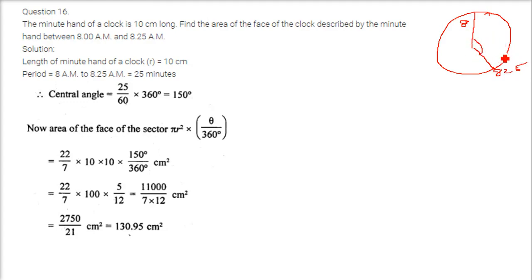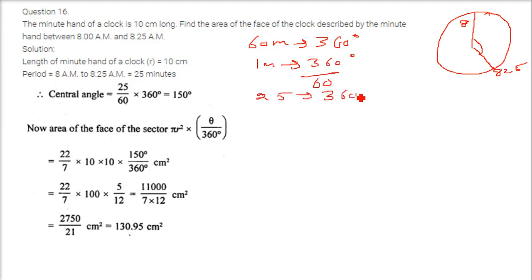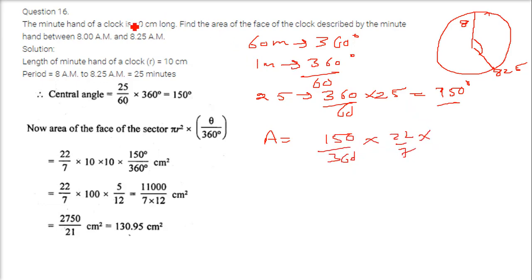So in 25 minutes, how much angle is covered? See, in 60 minutes, this minute hand covers 360 degree. In 1 minute, it covers 360 by 60 degree. In 25 minutes, 360 by 60 for 1 minute, and for 25 minutes it will be 25. And this is going to come as 150 degree. So the angle is 150 degree. In order to find out the area will be theta by 360, so 150 by 360 into pi r square, 22 by 7 into r, that is 10 into 10. Now this is going to come as 130.95 centimeters square.